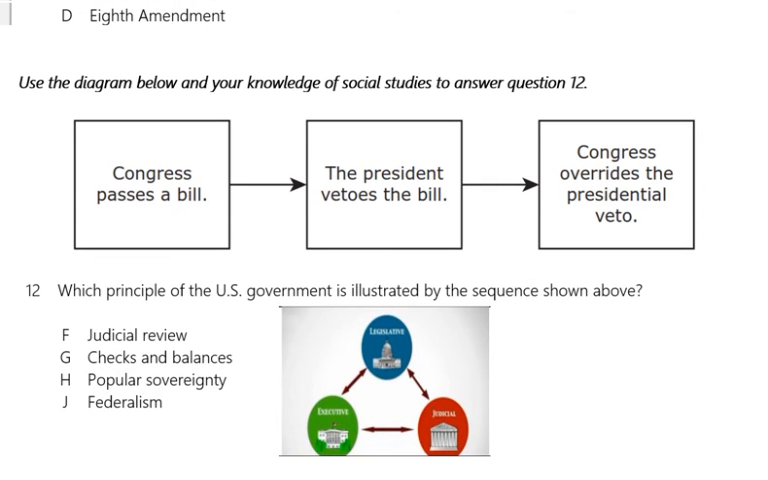Question number 12. Use the diagram below and your knowledge of social studies to answer question 12. Congress passes a bill. The president vetoes the bill. Congress overrides the presidential veto. Which principle of the United States government is illustrated by the sequence shown above? F. Judicial review. G. Checks and balances. H. Popular sovereignty. J. Federalism. Pause the video to complete question number 12.